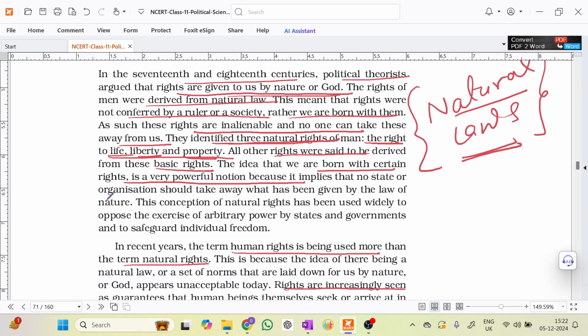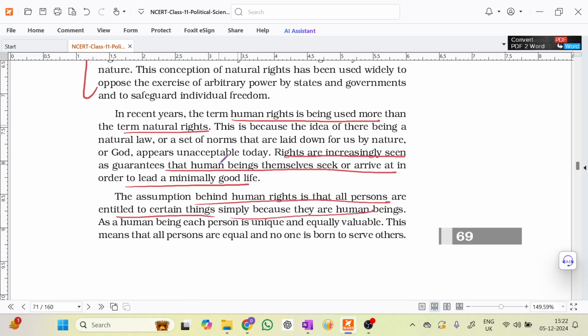And during that time and in the present time also, this forms a powerful notion. In recent times, the term human rights is used more than natural rights.